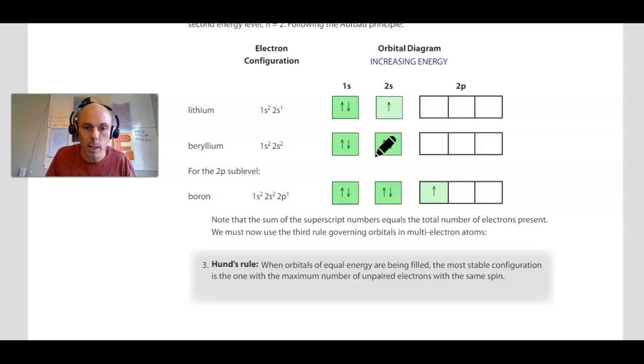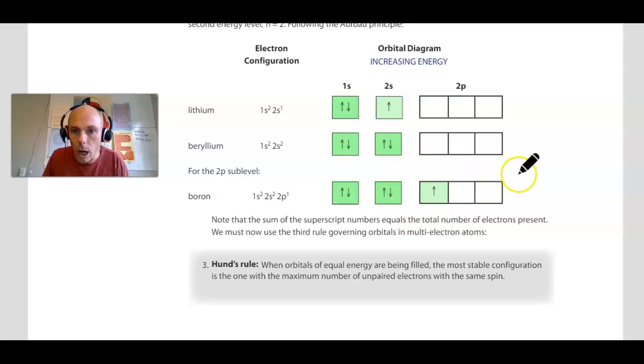Boron, the 5th element on the periodic table with an atomic number of 5, has 5 electrons. 2 are in the 1s, 2 are in the 2s, and then after the 2s fills, which has only 1 orbital, the 2p begins to fill. And in this case, there's only 1 electron in the 2p. That electron's in an orbital all by itself.